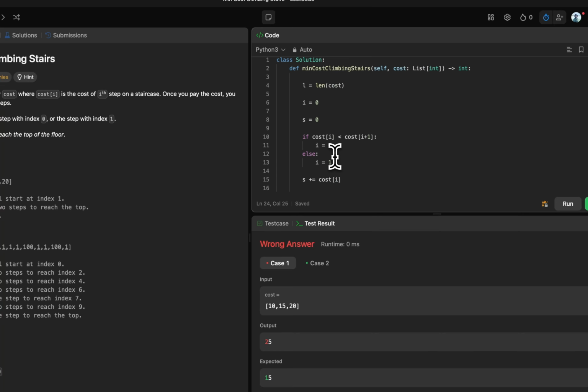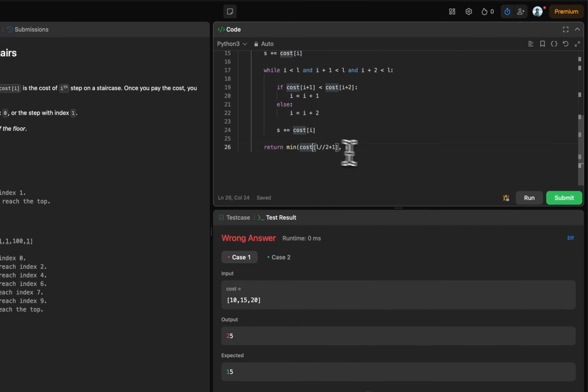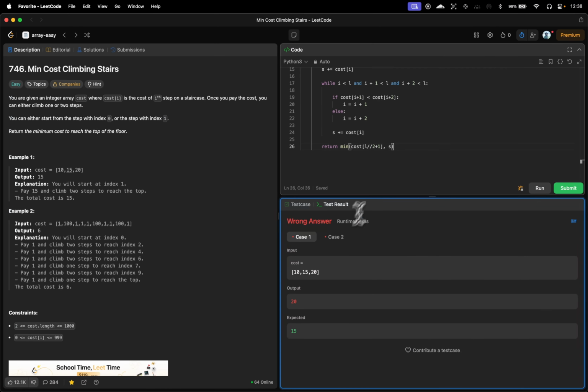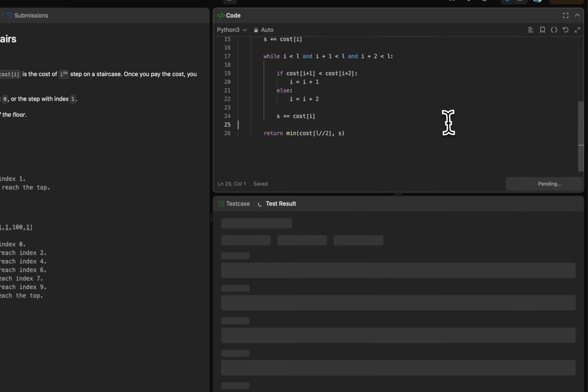I think this will, if cost L divided by 2 logic is correct. L divided by 2 logic is like, I think it takes 20. Okay, how is 20 the output? Okay, plus 1. No, it's correct.